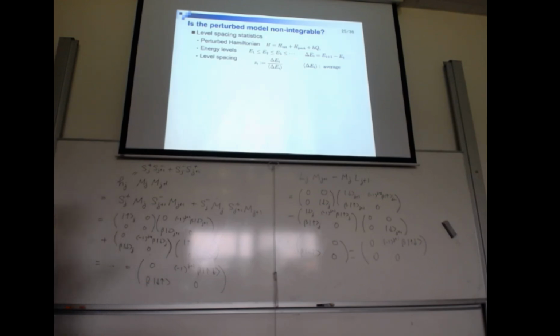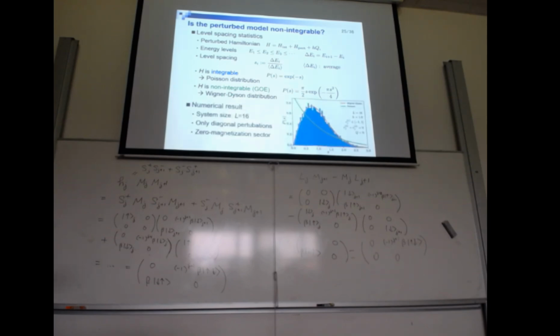So consider this perturbed Hamiltonian, and I arrange the energy levels in increasing order, and this delta E_i is the level spacing. You can introduce the mean level spacing, and we can talk about this average. If the Hamiltonian is integrable, then the level spacing distribution follows the Poisson distribution, but if it's non-integrable, then it follows the Wigner-Dyson distribution.